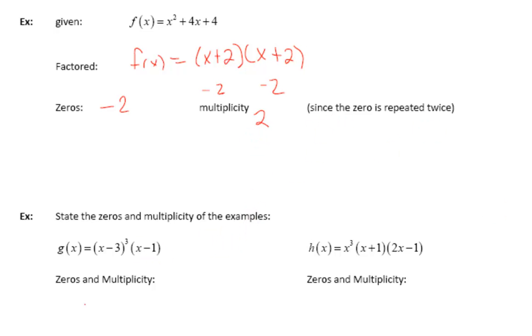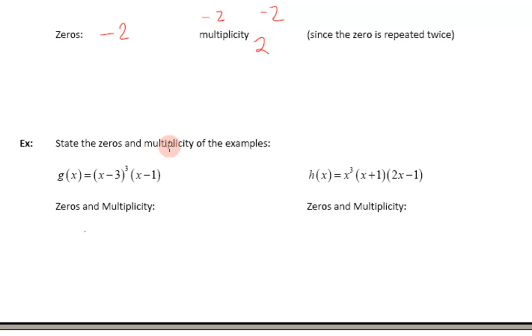Alright, next example, one right below it here. State the zeros and the multiplicity of the examples. Alright, well this is factored for us. What's the zero of the first one? 3. What's the zero of the second one? 1. That's what makes them 0, right? But of the first one, it has a multiplicity of 3 right there. The second one, what's the multiplicity? Well, it's whatever power's up here. There's only 1, so it's multiplicity 1. We don't really need to write it. So we can just say multiplicity of 1 if we want, but we don't have to write multiplicity 1 out. So 3, multiplicity 3, 1, multiplicity 1.